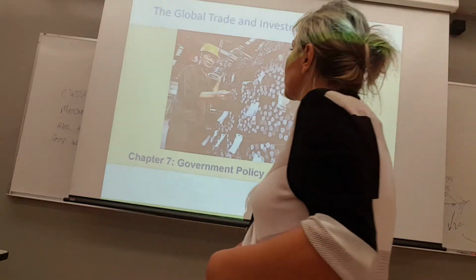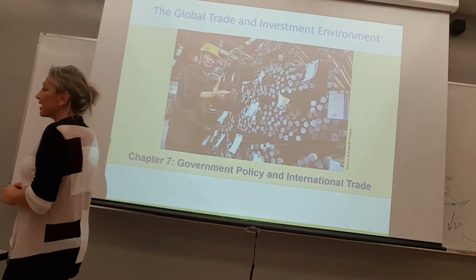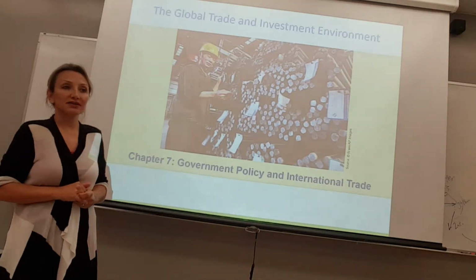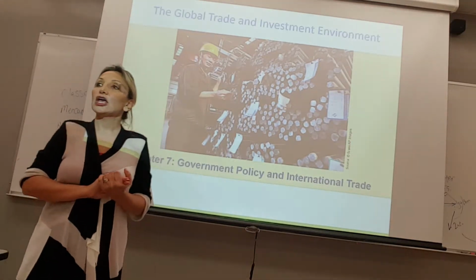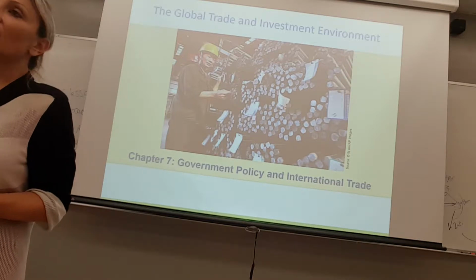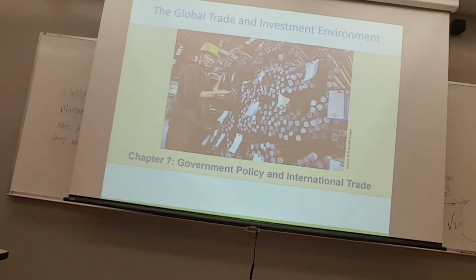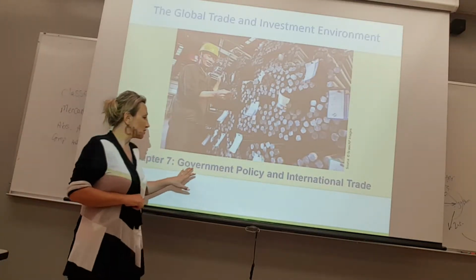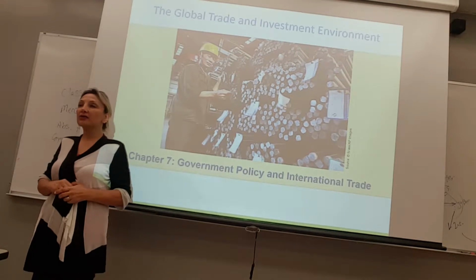And policies. We just talked about the trade theories in Chapter 6. Chapter 7 talks about government policies. As I said, the market is not 100% free anymore. Each government has its own rules and regulations, right? On trade, we call it barriers to trade.